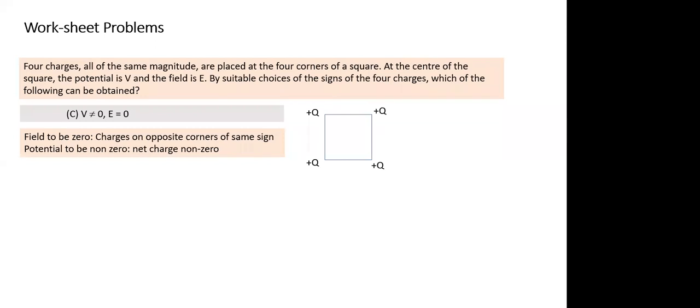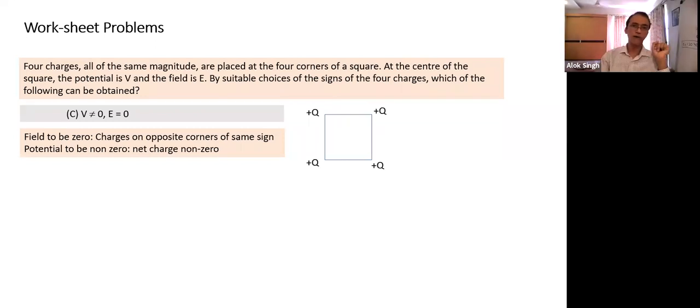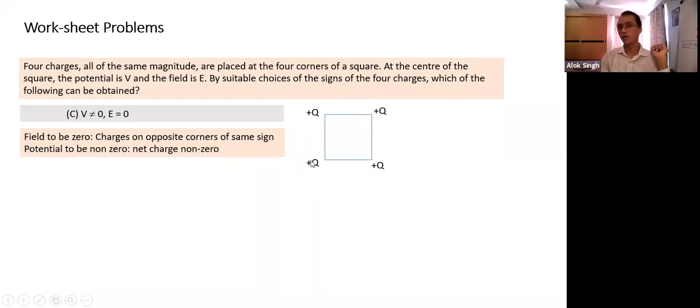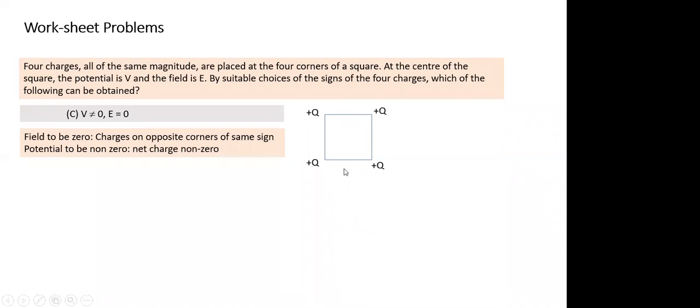Zero. Yes, sir. The field cannot become zero. So either all four have to be positive or all four have to be negative. Can there be any other combination other than these two? The field has to be zero. It means the opposite ones have to be like charges. So what is the combination? Either I can make all four plus Q, or I can make all four negative. All four negative. Yes.